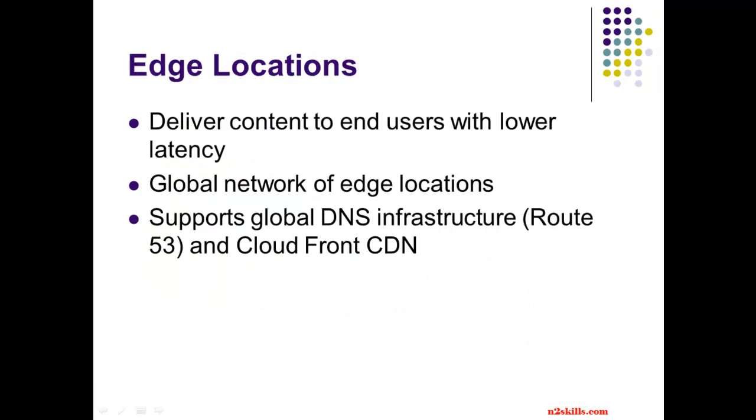Edge locations are CDN endpoints. Currently, there are 53 edge locations around the world. They are used by CloudFront to cache data near the users who access them, which in turn reduces latency and increases the speed of the application or the website. We will explore edge locations further when we talk about CloudFront in later sections.